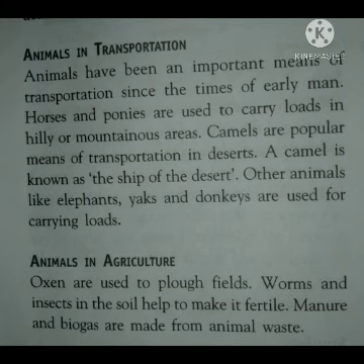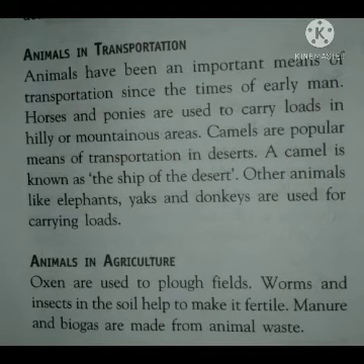Animals in transportation. Animals have been an important means of transportation since the times of early man. Horses and ponies are used to carry loads in hilly or mountainous areas. Camels are popular means of transportation in deserts. A camel is known as the ship of the desert. Other animals like elephants, yaks, and donkeys are also used for carrying loads.